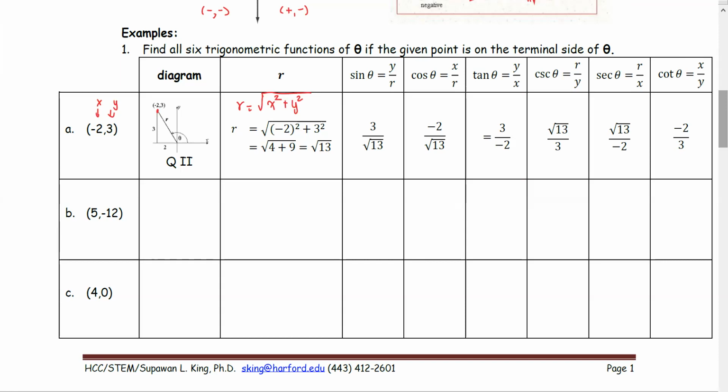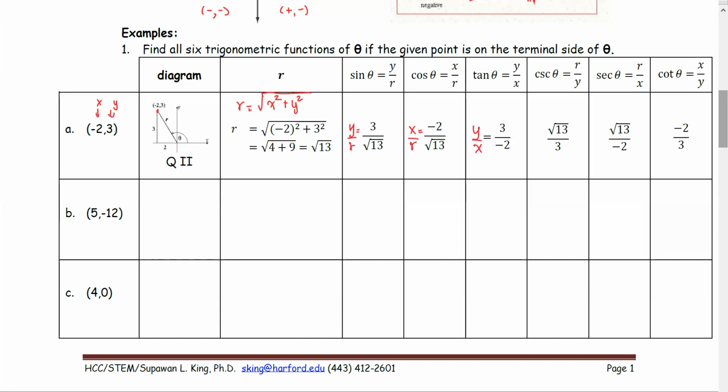By definition of the six trigonometric functions, sine theta is y over r. So y is 3, and r is square root 13. So 3 over square root 13 is the value of the sine function of this theta. Cosine theta is x over r. X is negative 2, r is square root 13. The tangent theta is y over x. Y equals 3, and x is negative 2.